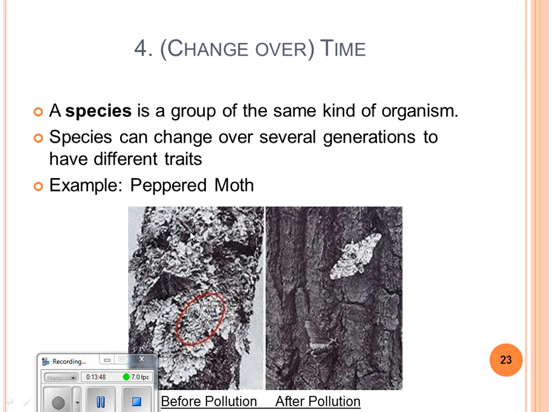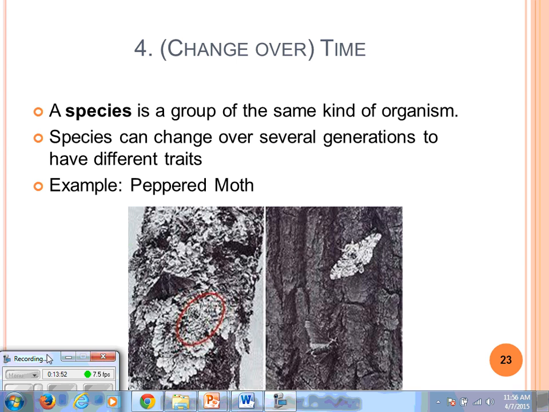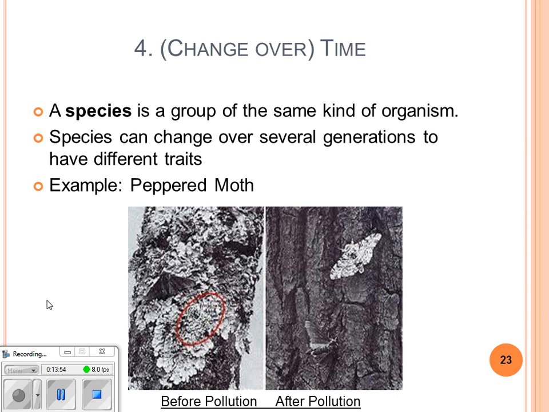The last one is change over time. We often say that something changes very quickly, but the reality is it takes time for things to change. A species is a group of the same kind of organism, and that species can change over several generations to have different traits.